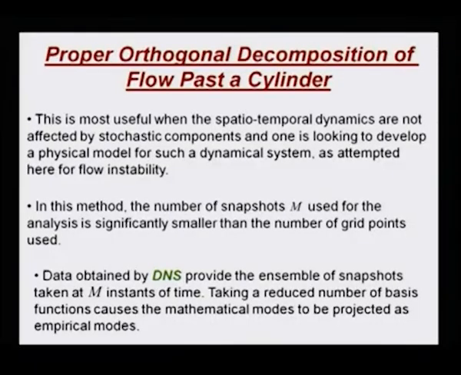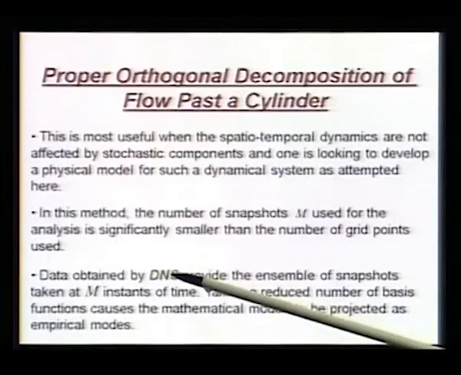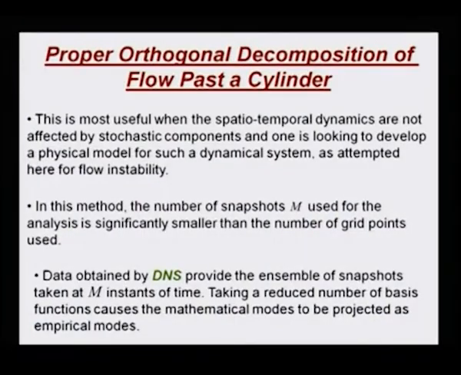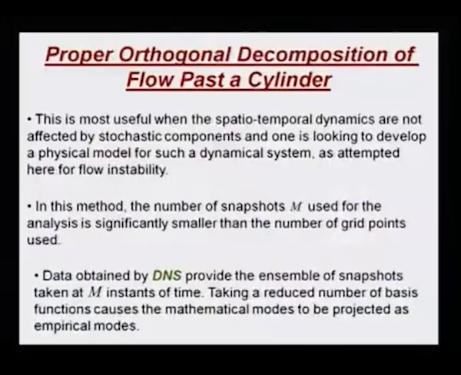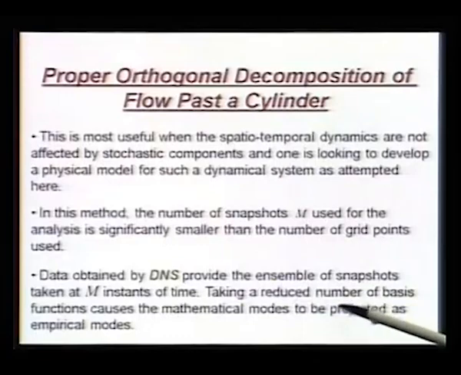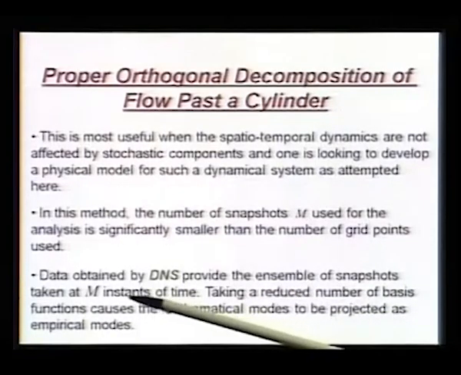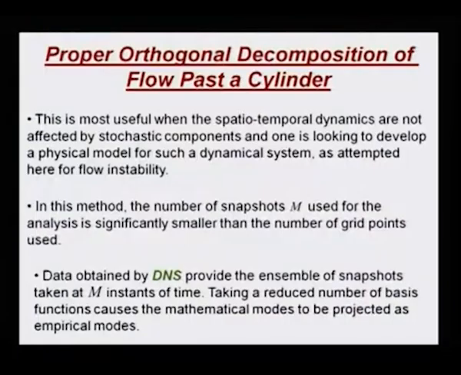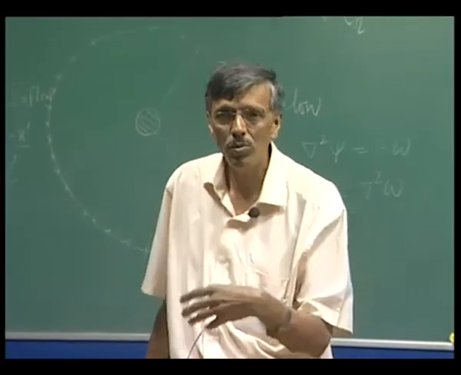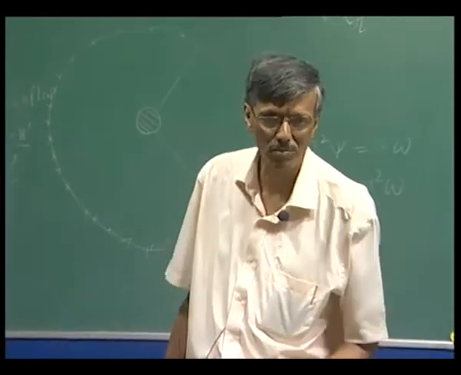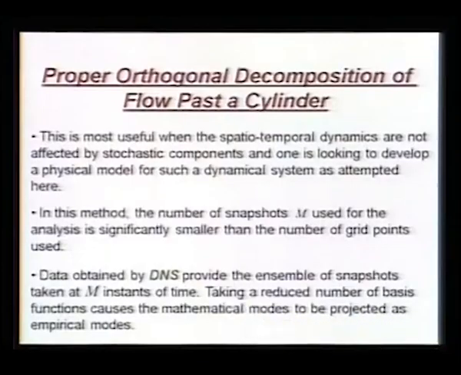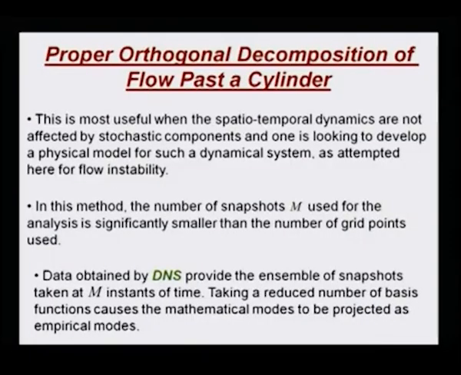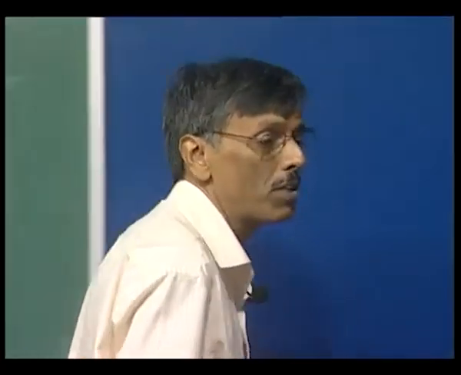So, what really happens is, we perform DNS, then we collect a set of snapshots which we call the ensemble, and then taking this reduced number of snapshots, we come out with basis functions which are directly related to the number of snapshots, right. So, that is what we are doing, and this gives you mathematical modes which give you a very good representation of the dynamics of the system.